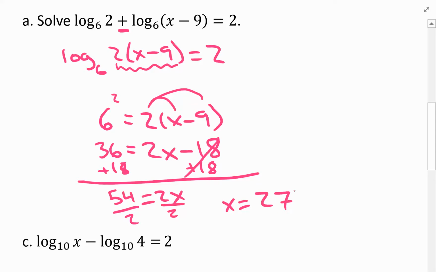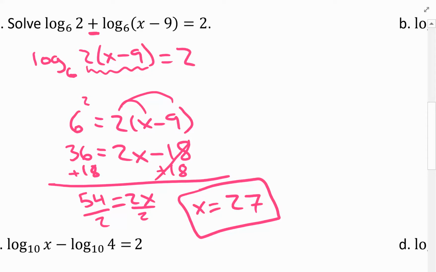Are we taking the log of a negative number? Because that would be a problem. I'm taking the log of 2, that's positive, and I'm taking the log of this one, who even knows, unless we plug in our x. 27 minus 9 is 18, and that's positive. So it works. The checking is just about making sure you don't take a log of a negative.